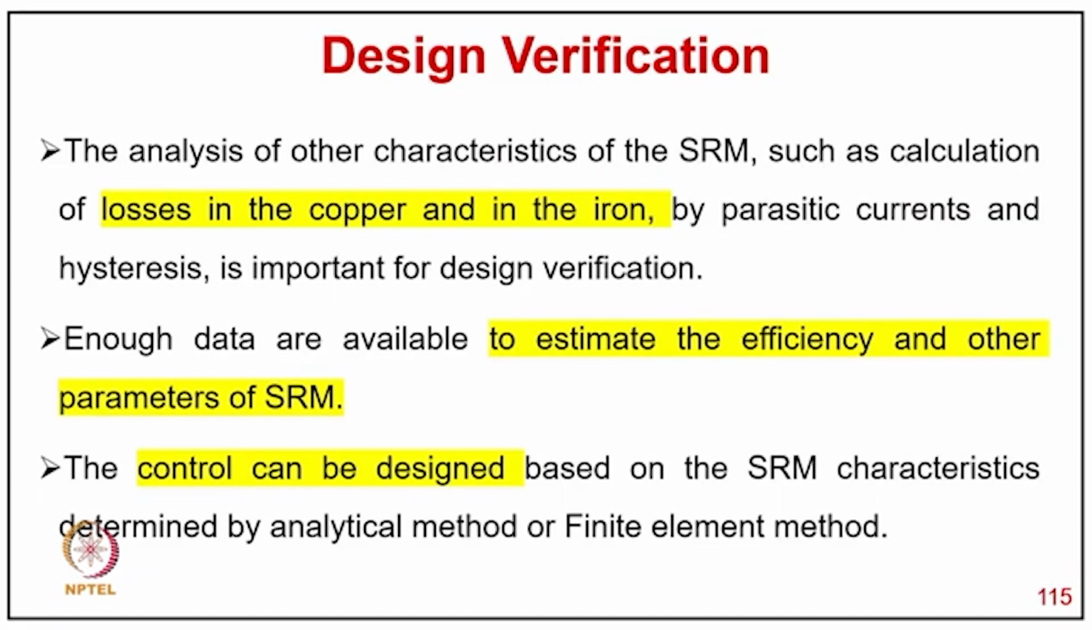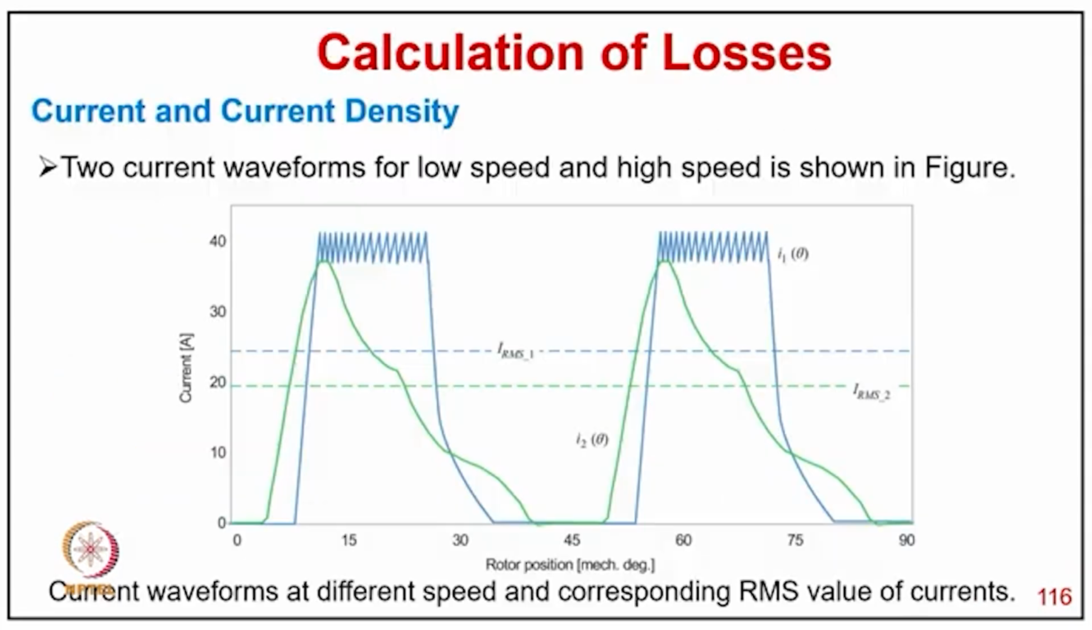So the analysis of other characteristics of the SRM, such as calculation of losses in the copper and in the iron by eddy current and hysteresis, is important for design verification. Enough data are available to estimate the efficiency and other parameters of the SRM. So the control can be designed based on the SRM characteristic determined by the analytical method or the finite element method.